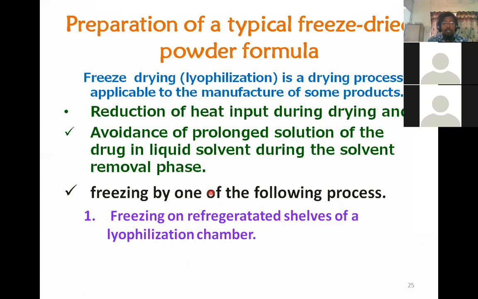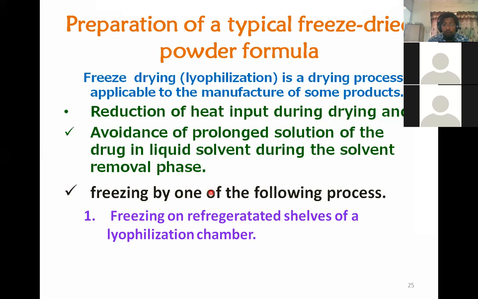And preparation of a typical freeze dried powdered formulation, very important, guys, because we said there are three different types of manufacturing. One is manufacturing of parenteral solutions, then manufacturing of parenteral suspensions, then manufacturing of reconstitutable powders, right? So how are they prepared? These are basically prepared by the freeze drying method. This is also called lyophilization. Freeze drying or lyophilization is a drying process applicable to the manufacturing of some products. Reduction of heat input during drying and avoidance of prolonged solution of the drug in the liquid solvent during the solvent removal phase is done.